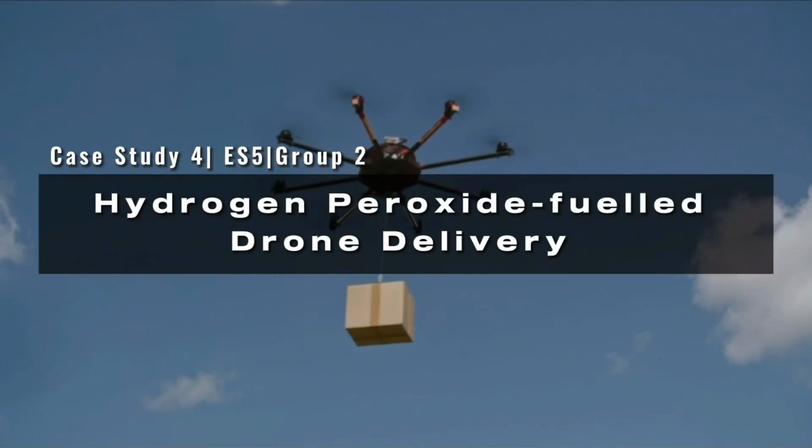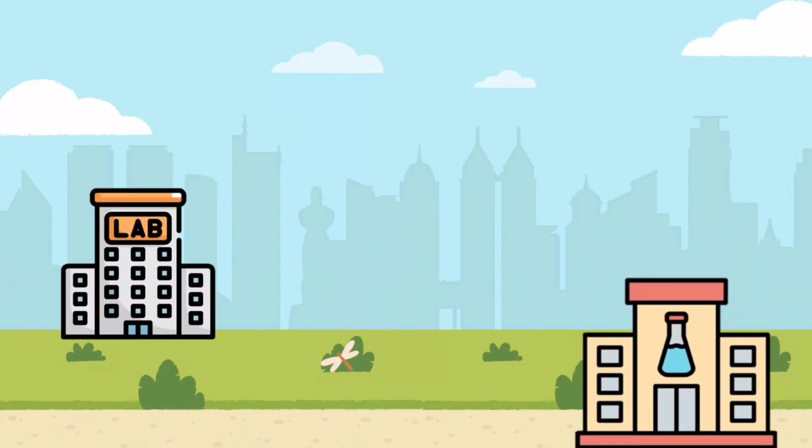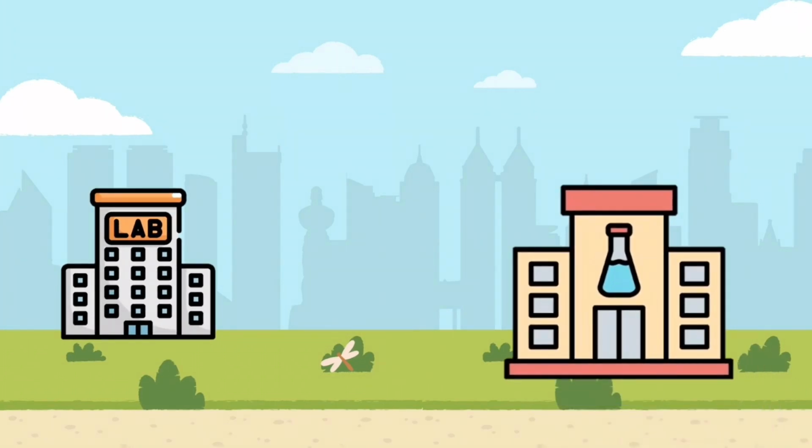So, our team has been assigned by Chemtech. Chemtech decided to use hydrogen peroxide H2O2 fueled drones, known as Quadrone, for efficient sample transportation between Block A and Block B located in South Korea.